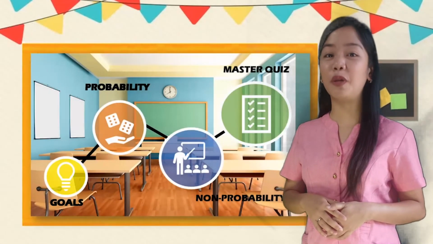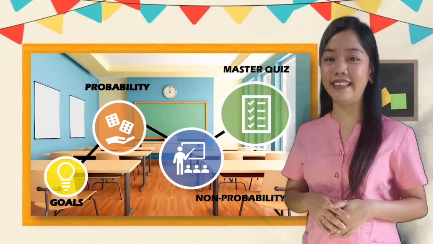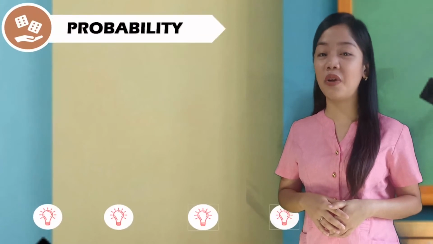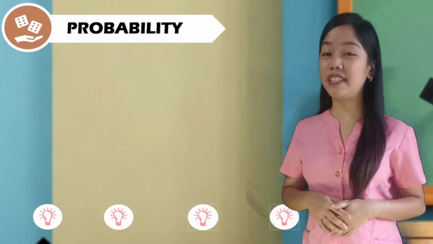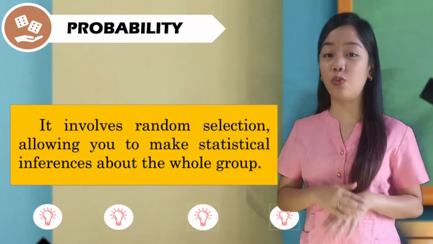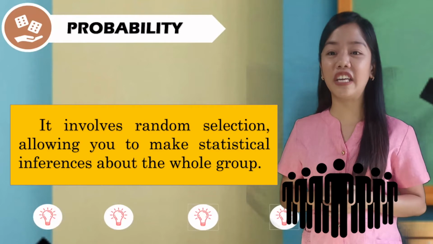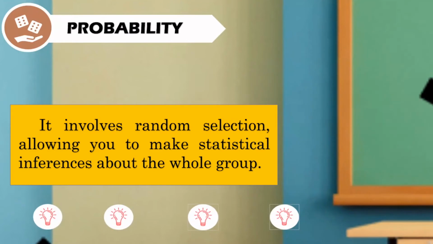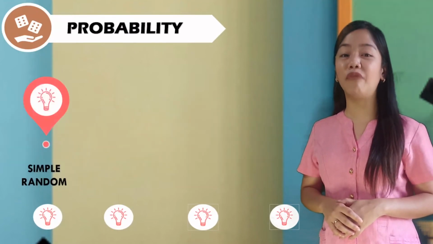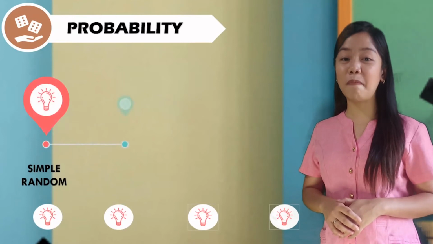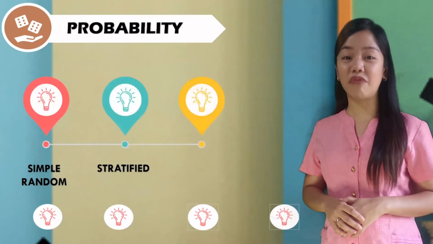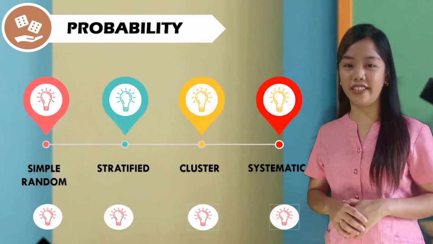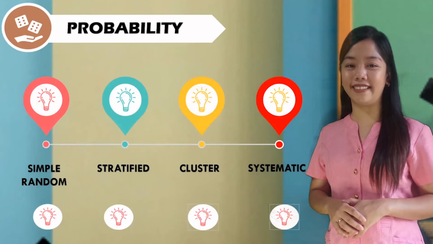We have 2 different sampling methods, and these are probability and non-probability. Let us talk about first the first type of sampling method, which is probability. When we say probability, it is a sampling method where all members of the population are given equal chances to be included in the sample. And under this probability sampling, we have 4 types, and these are simple random sampling, stratified random sampling, cluster sampling, and the 4th one is the systematic sampling.